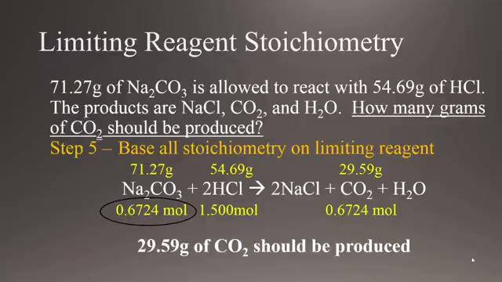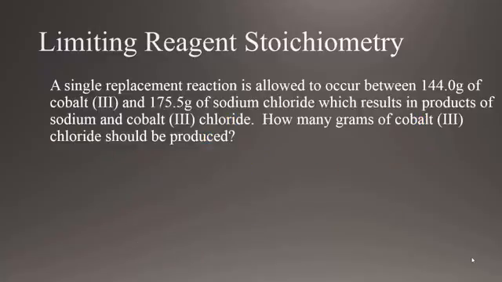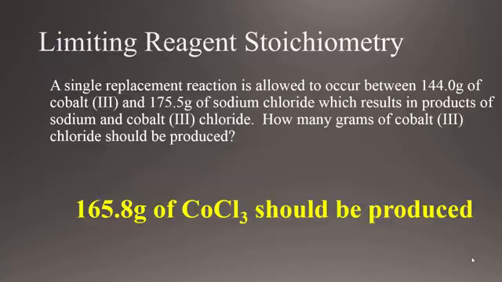I have one more example. I'm going to give you the problem, ask you to solve for the answer, give you the answer, then walk you through the steps. Here is the information. I want to know how many grams of cobalt-3 chloride should be produced. Stop, figure it out, then proceed, check your answer, and then I'll walk you through it. Go. And the correct answer is 165.8 grams of cobalt-3 chloride should be produced.